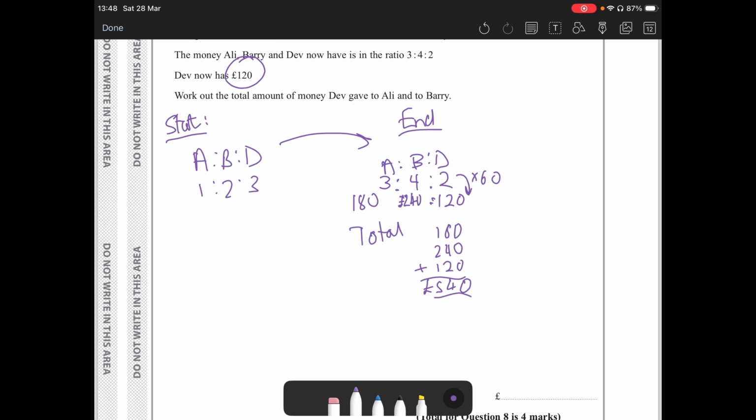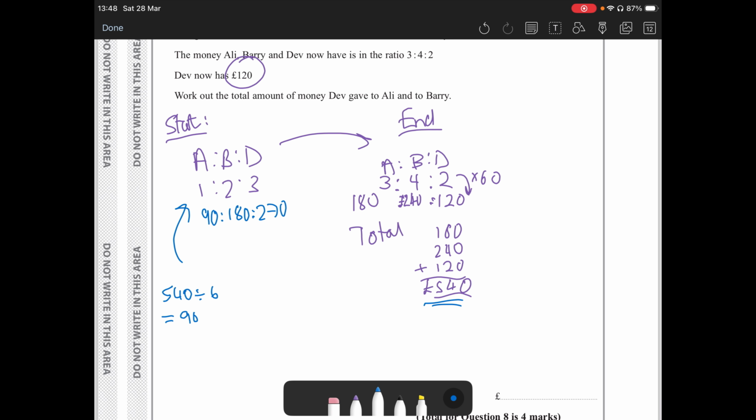And we need to go back to the beginning now. We can use this number here to know to begin with how much did they start with. Well, in my ratio there, the 1 to 2 to 3, we divide by 6. 540 goes in 6 90 times. So at the start, Ali had £90. Barry had £180 and Dev had £270.